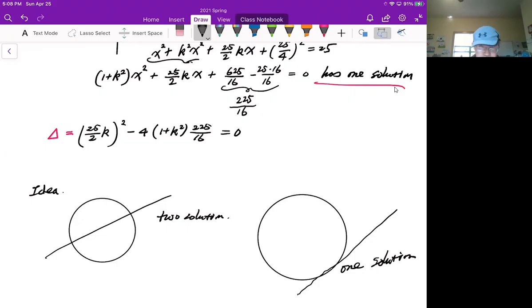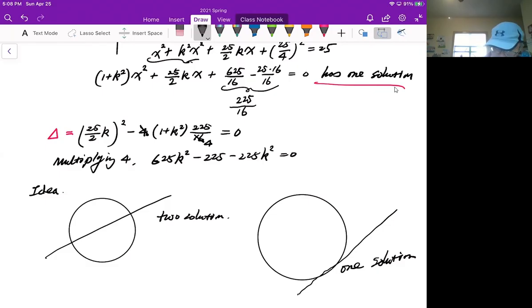After you simplify that, I don't have enough time to do all of it, well, I can do that, I guess. Let's try that. Not bad, actually. Let's just multiply by 4, so this one cancels with the 4 here. The left-hand side will be 25 squared, 625, k squared, minus 225 times 1 minus 225 times the k squared equals 0. So you are going to get 400 k squared equals 225.